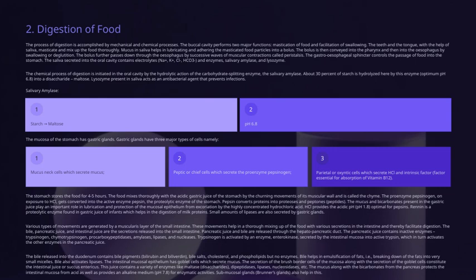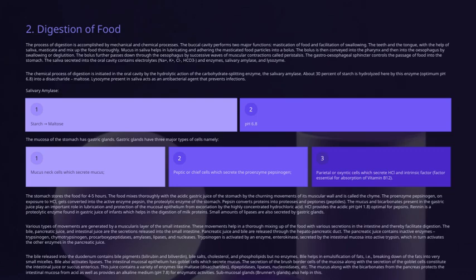The bile, released into the duodenum, contains no enzymes but plays a vital role in emulsifying fats, breaking them into tiny micelles and activating lipases. The intestinal mucosa secretes mucus and enzymes like maltase, dipeptidases, lipases, and nucleosidases, which aid in digestion and protect the mucosa from acid damage.